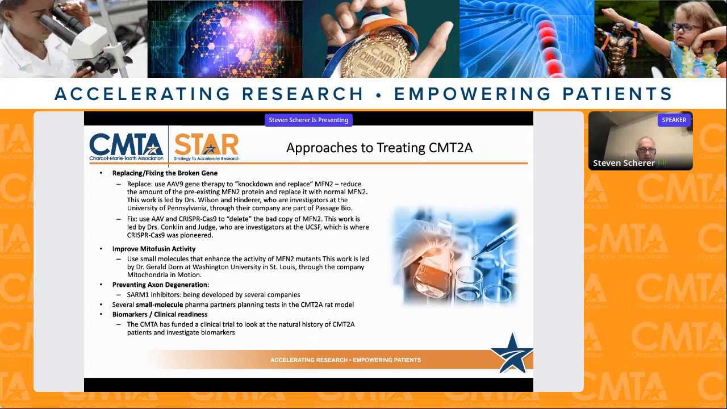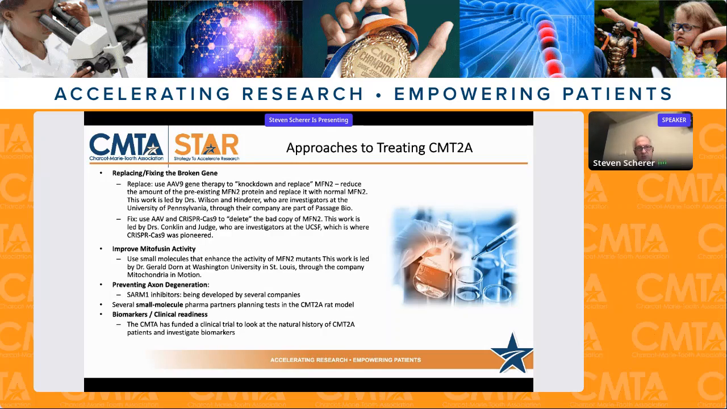A second strategy, which is in the news very much these days, is to use a CRISPR-Cas9 strategy. And this is work being led by Drs. Conklin and Judge at the University of California in San Francisco, which is actually where CRISPR-Cas9 technology was invented and pioneered. And they're using this technology, which I can't really explain to you on this slide. You basically directly try to either delete the bad copy of the Mitofusin gene, which is, I think, the strategy that Dr. Conklin and Judge are taking, or more audaciously, it's conceptually possible that you could even try to fix the bad copy of the Mitofusin II gene to repair it entirely such that it works properly.